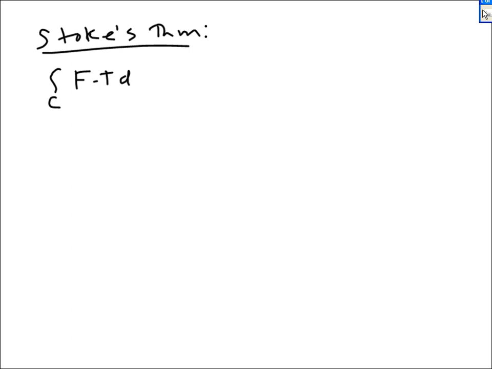Section 55 is entitled Stokes' Theorem. The theorem basically states, under certain conditions, that an integral over some region C of F dot T ds, or F dot dr, let's do that instead, is the same as the integral of the curl of F, I guess we have to dot it with N, dotted with the normal, dS.